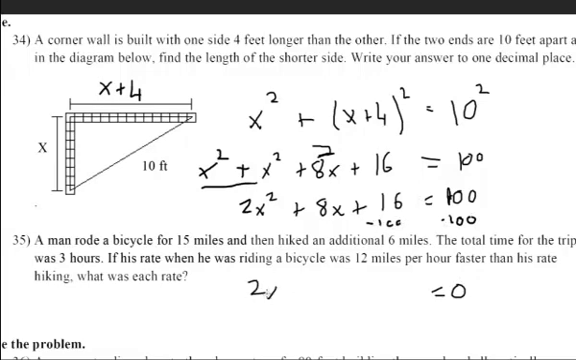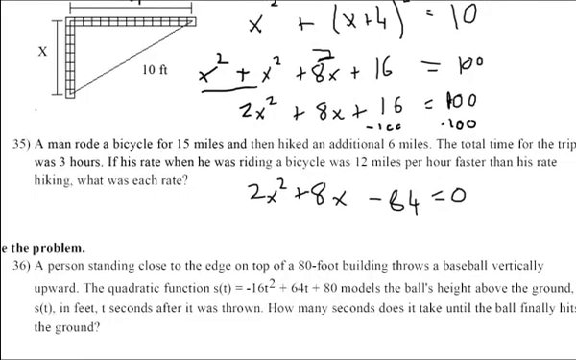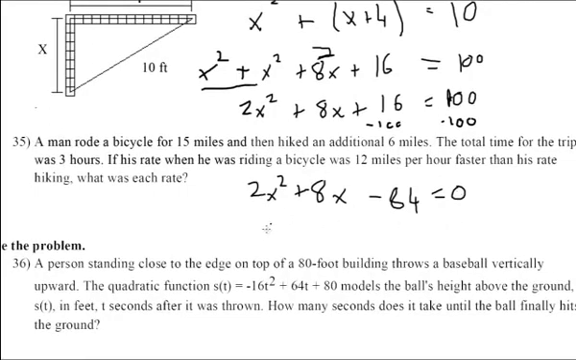I get 2x squared. Still the 8x. And now what's this? What's that? Negative 64? Negative 84, sorry. Negative 84. Now be aware of this. You can divide these three things by 2. Let's pull it out. X squared plus 4x minus 42, alright, equals 0.